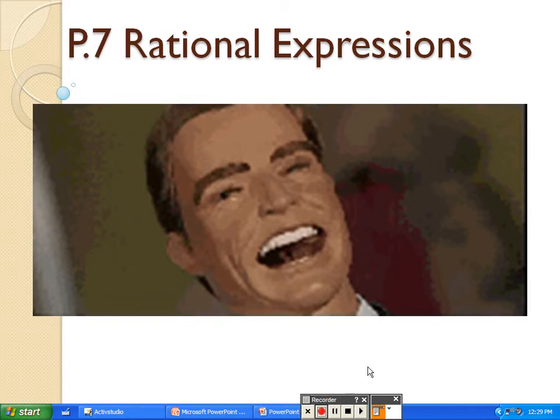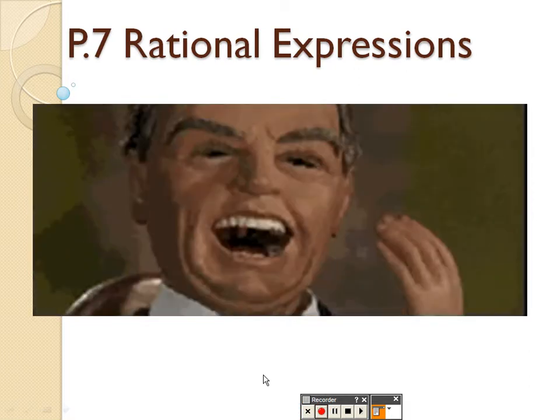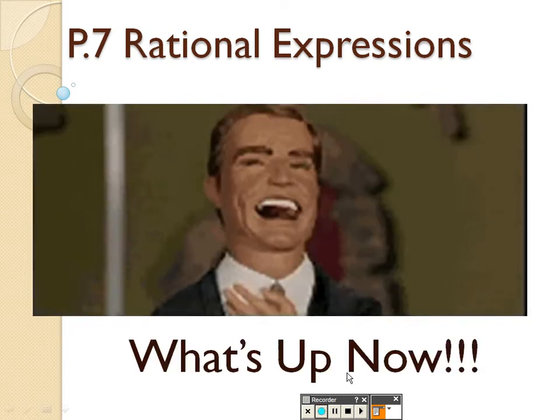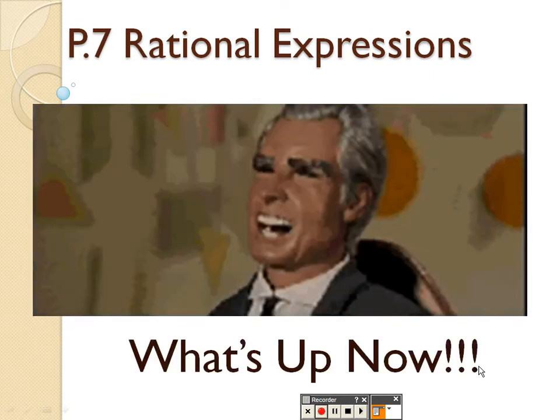Okay, so let's take a look here at prereq 7, the last prereq session before we start right into trig in algebra 3. This is on rational expressions, something else that you should hopefully know. So let's see what you guys should know.